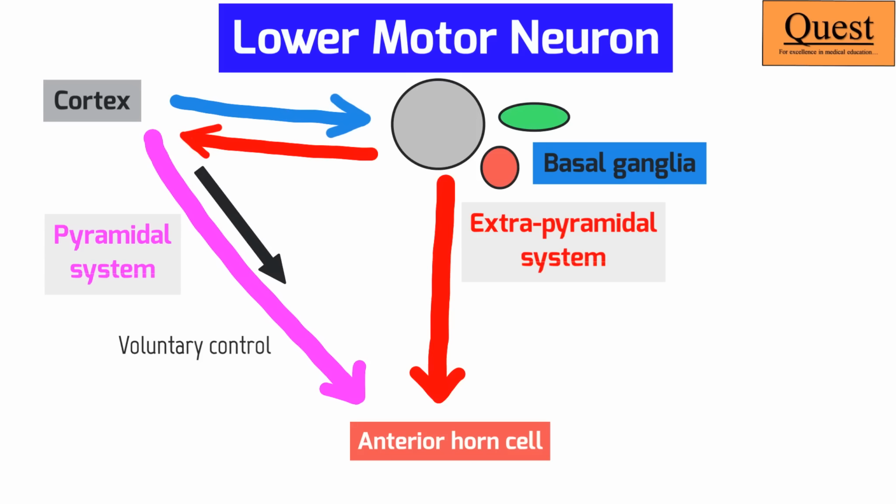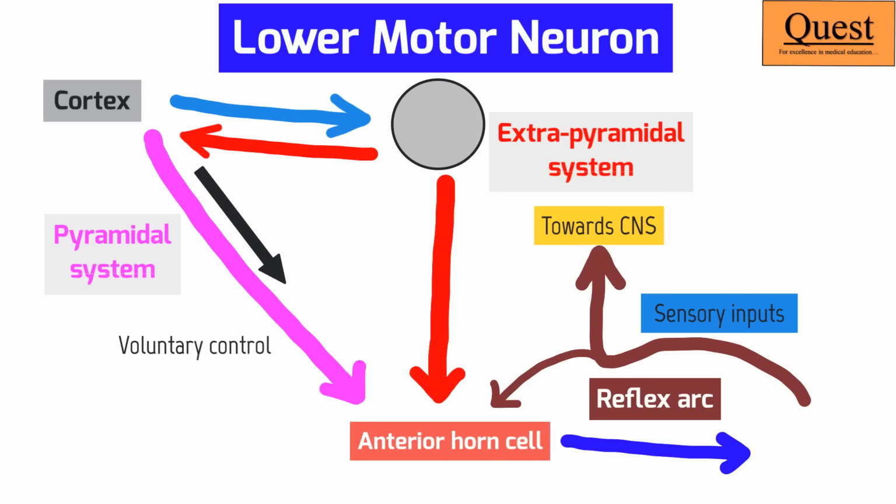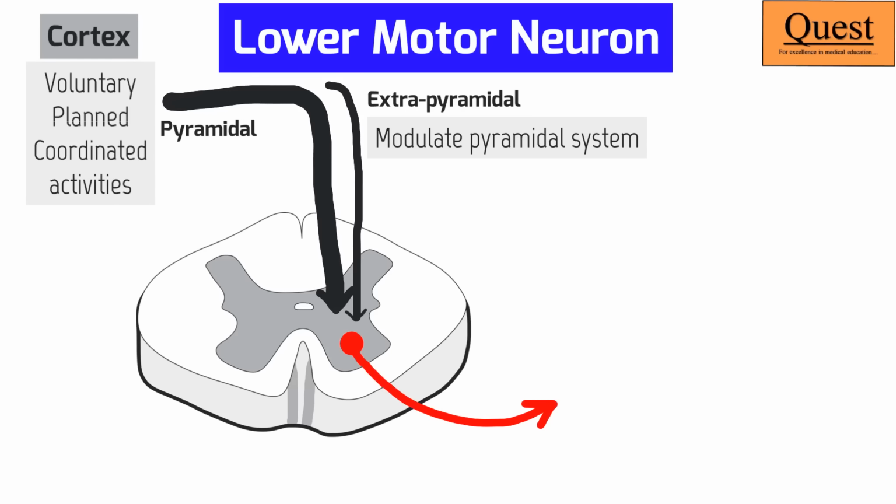Also, in the last tutorial, we had mentioned that the sensory system, though it is sending a lot of its impulses up into the CNS, will send a copy of that signal to the anterior horn cell. If the stimulus is very powerful or noxious, at that time the anterior horn cell can be directly controlled by the sensory system. This is what we called as the reflex arc. Together, we can say the pyramidal system, the extrapyramidal system, and the reflex arc are able to control the activity of the lower motor neuron.